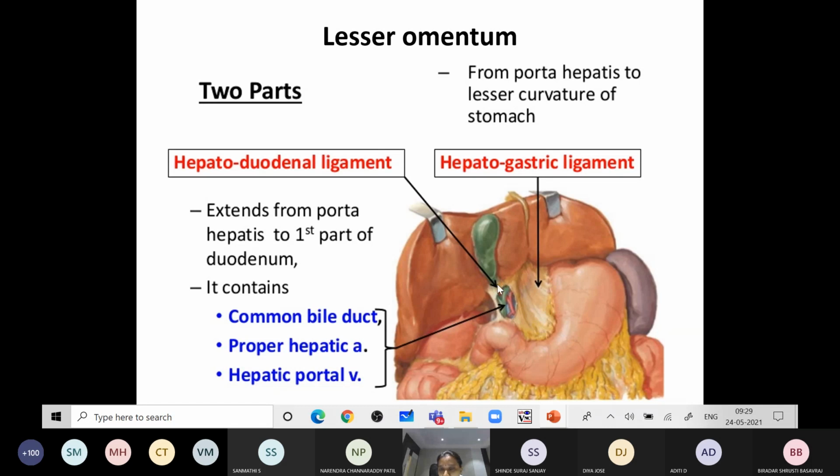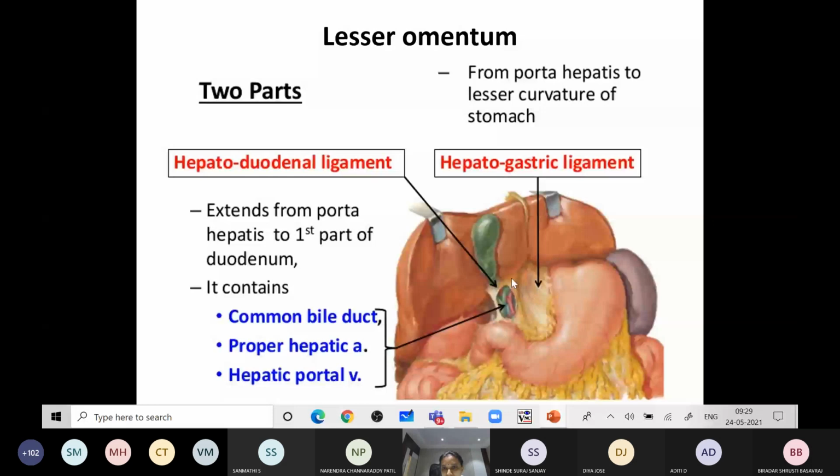This is the upper margin. The attachment already we have seen. This is the lower margin of the lesser omentum, which is attached to the lesser curvature of the stomach, and also 2.5 centimeter of proximal part of the first part of duodenum. The stomach continues as duodenum. This is the first part which is horizontal, second part is vertical. The lesser omentum extends over the proximal few centimeters of the first part of the duodenum.